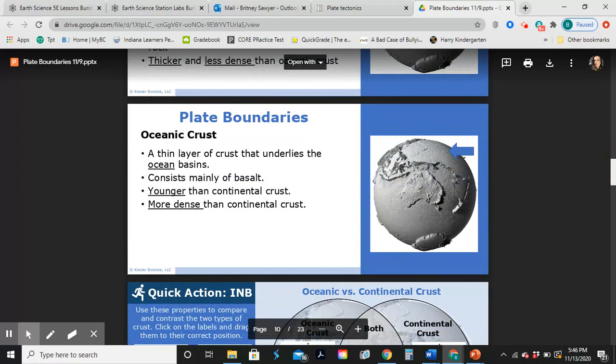The oceanic crust is the thin layer of crust that underlies the ocean basins. It consists mainly of basalt. It's younger than the continental crust and more dense than the continental crust. Hence the term, once again, born at the ridge, die at the trench.